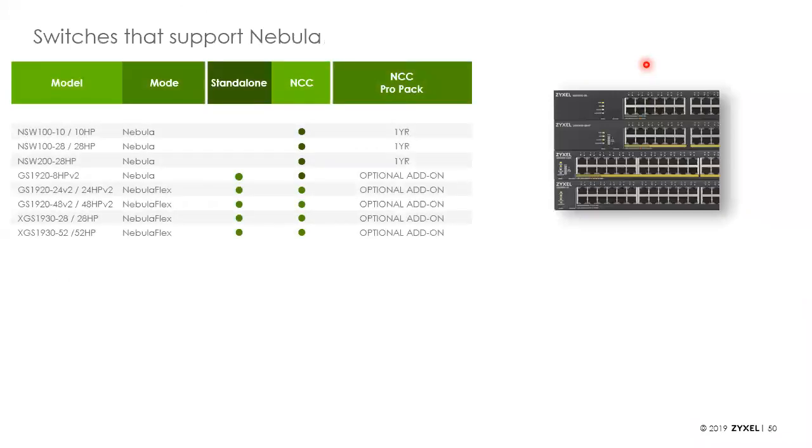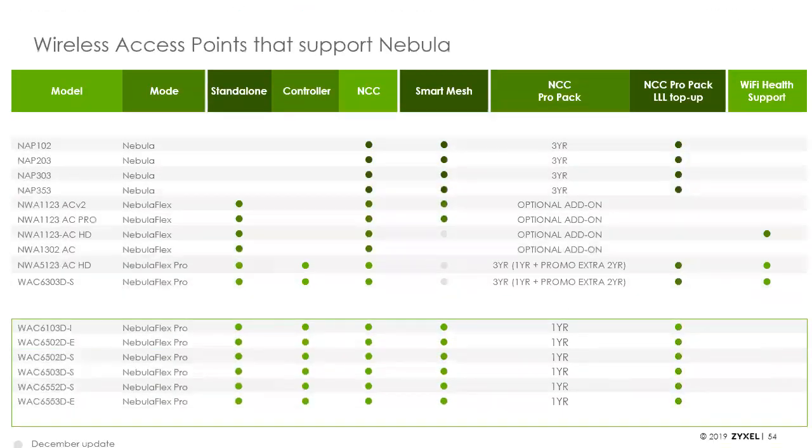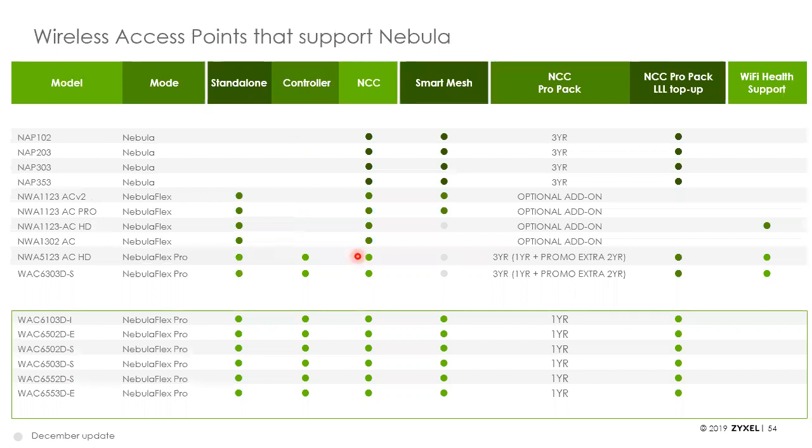On the switch side of things, we have our dedicated NSW switch series. Those all include 1 year of the Pro Pack. And then we've got our GS1920V2 series and XGS1930 series. Those are all Nebula Flex. Those can be managed either standalone or with Nebula. They do not include any Pro Pack, so if you want Pro Pack, you need to buy a separate license to add it. And then here's all of the access points.